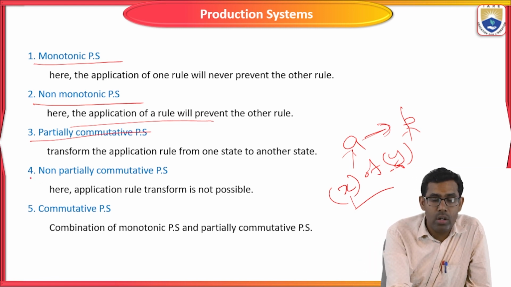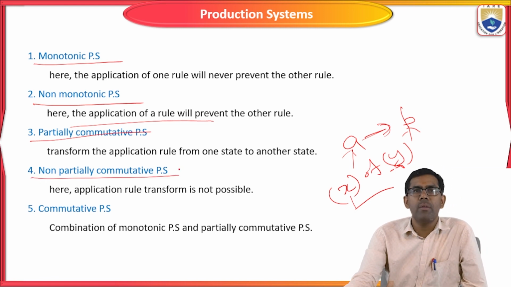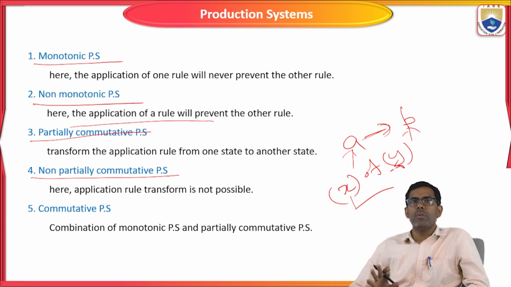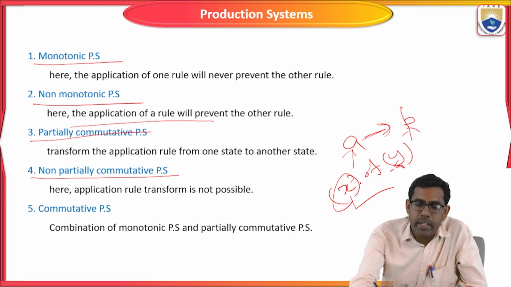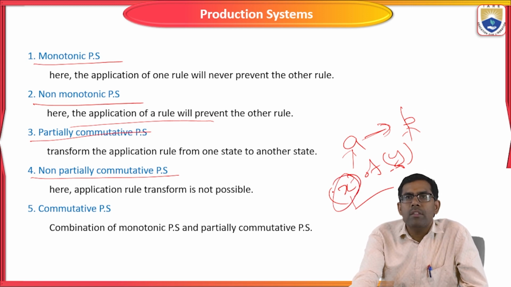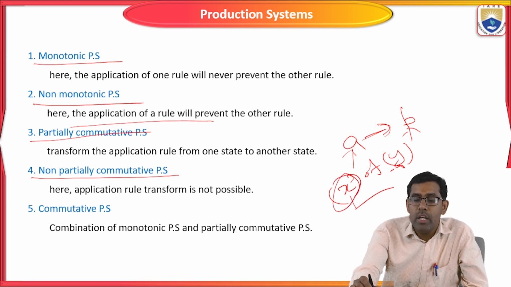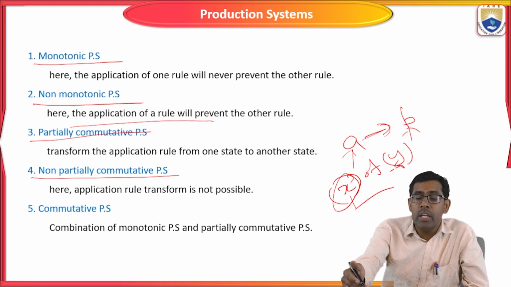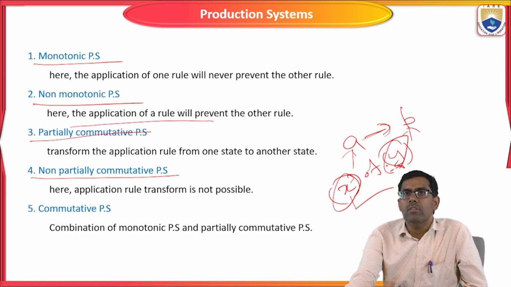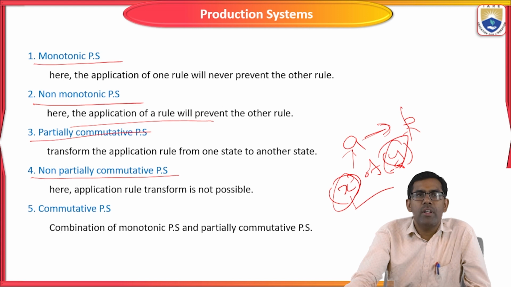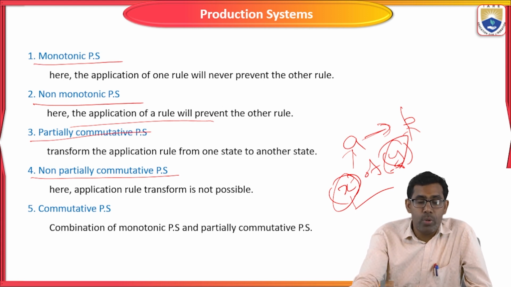The next one is the non-partially commutative production system. Here the transfer of the application rule is not applicable. It is not possible. If you are applying one rule to the state X, that rule will not be used for, or will not transfer to, the state Y. That is a non-partially commutative production system.